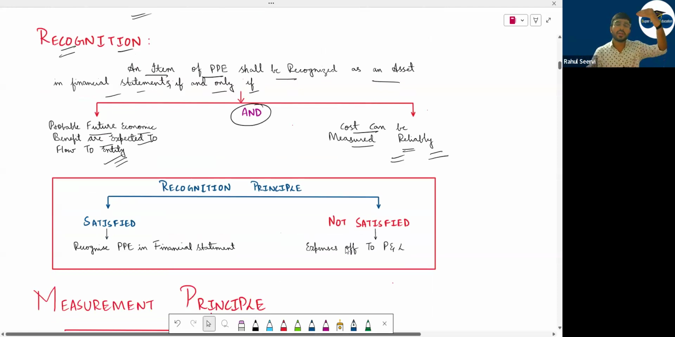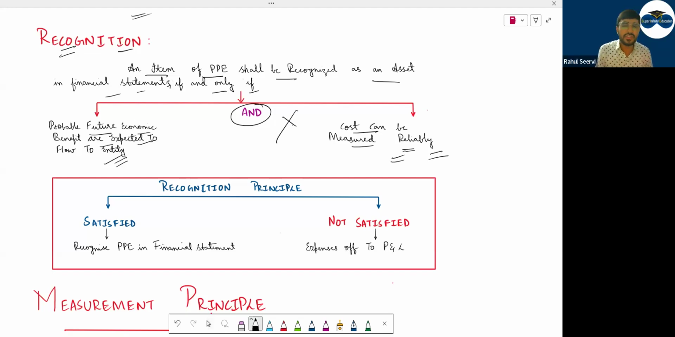So you see that the definition and the recognition criteria are short only. If these conditions are satisfied, you will recognize PP, that is an asset, in the books. If it is not satisfied, you will record this as an expense in the P&L. But directly you will not record. You will see other standards also, whether this will be investment property, whether this will be XYZ. Nothing is directly recorded as an expense in the P&L.